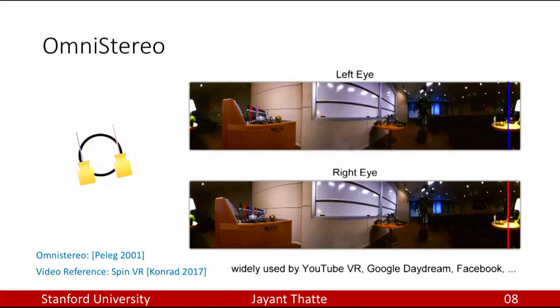So you can think of OmniStereo as being captured by a pair of rotating cameras, and in each direction, each camera captures a narrow vertical slit, and all of these slits are then mosaicked together to give you a left and a right image. And this is the conventional format that's widely used in YouTube and all kinds of VR platforms.